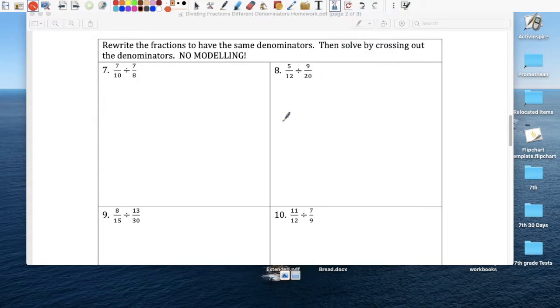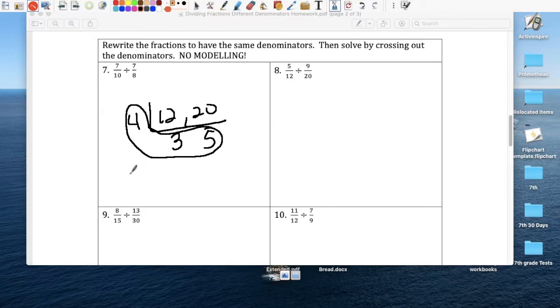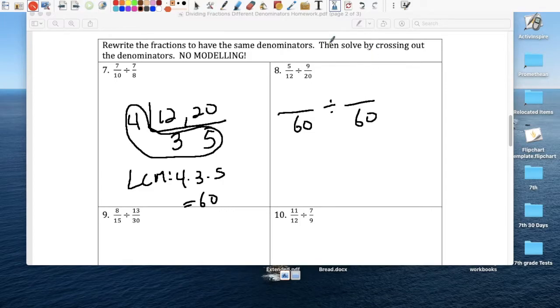This side, the LCM of 12 and 20. 4 goes in 12 3 times, 4 goes in 20 5 times. Can we go again? No. Multiply. 4 times 3 times 5, and we get 60. So 60 is our new denominator.